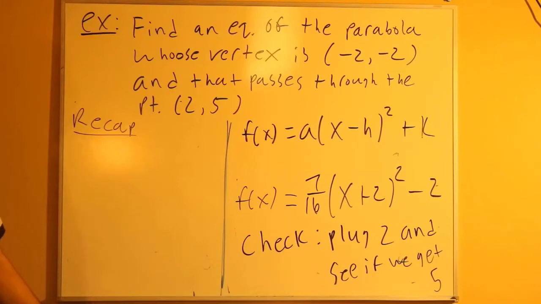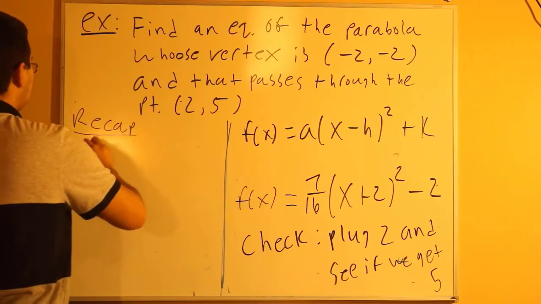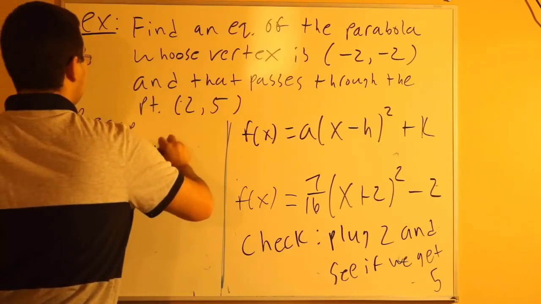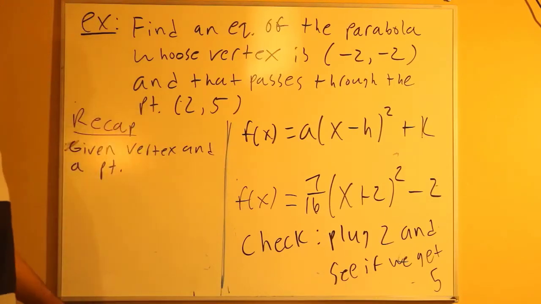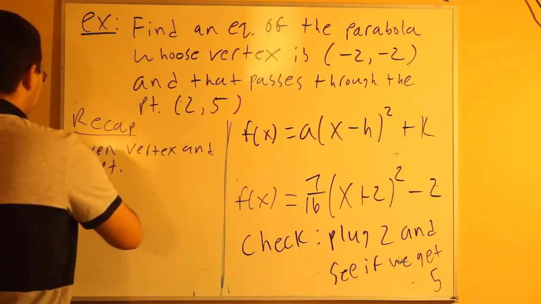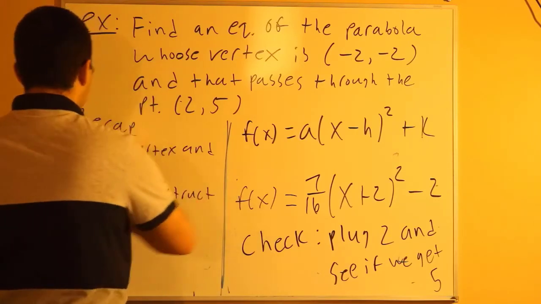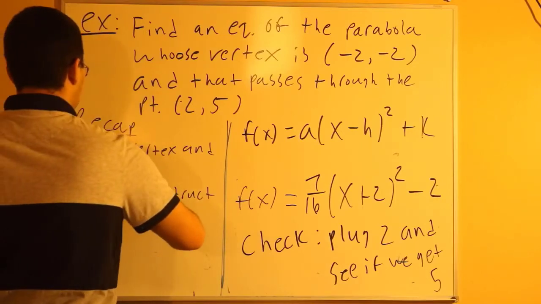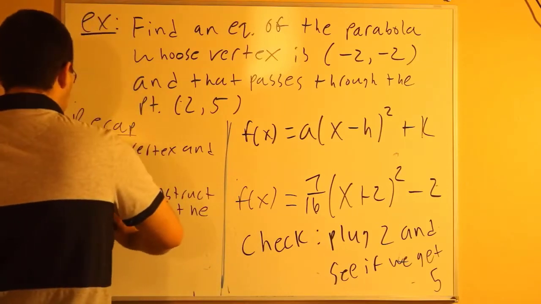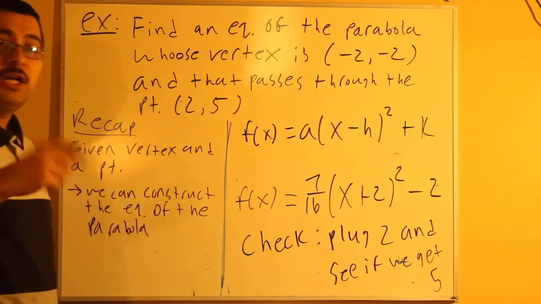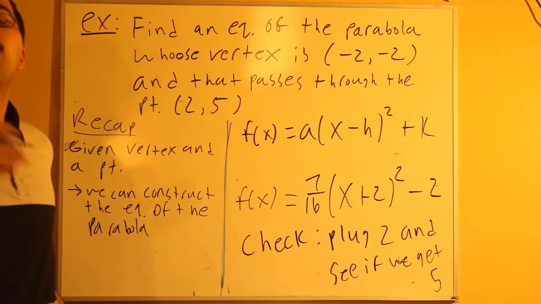Given the vertex and a point on the graph, we can construct the equation of the parabola by plugging in our vertex and plugging in the point and then solving for a.